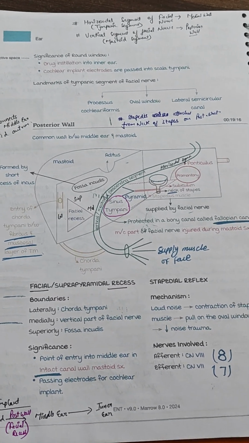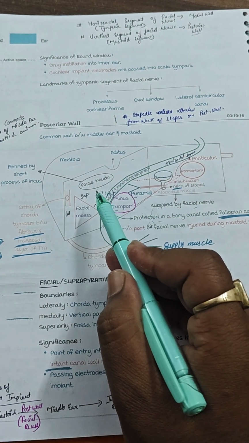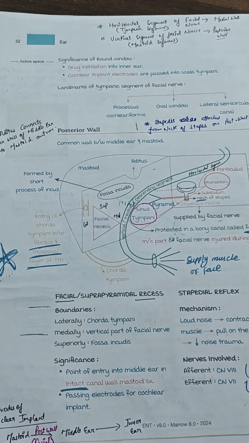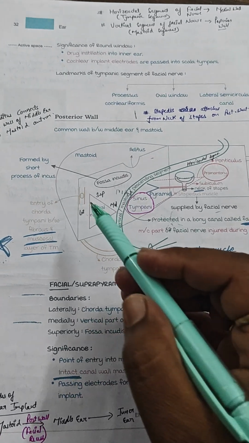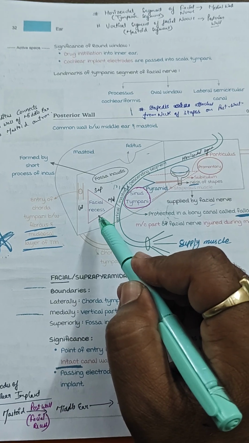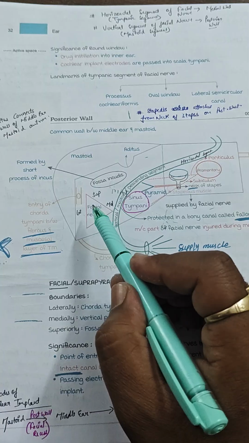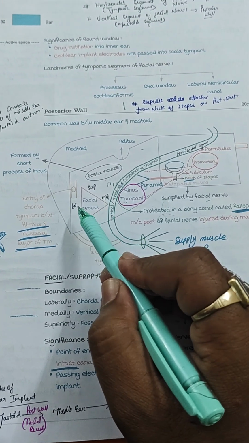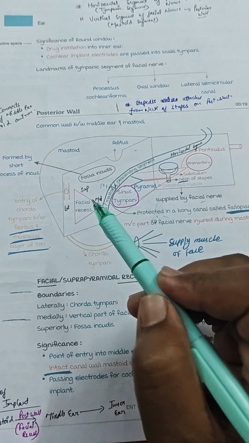Now there is the fossa incudis. This is the fossa incudis part. It is on the posterior wall and it rests the short process of the incus. Below that there is a triangular recess known as the facial recess. What are the boundaries of the facial recess? In the superior most part there is the fossa incudis, in the lateral part there is the chorda tympani entry, and medially it is the descending facial nerve segment.